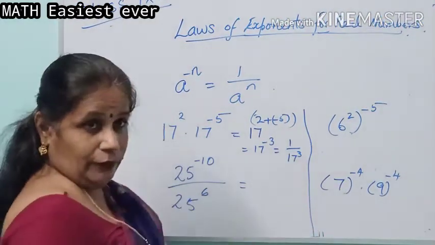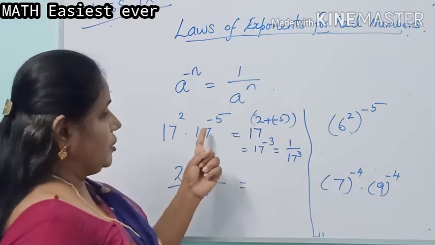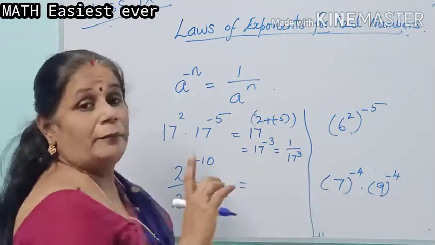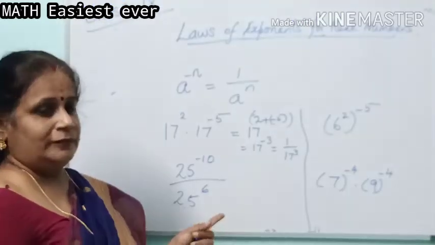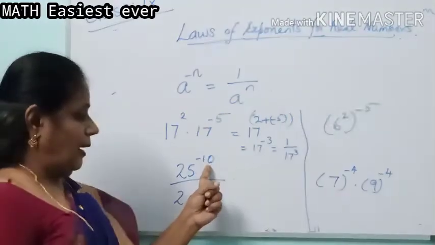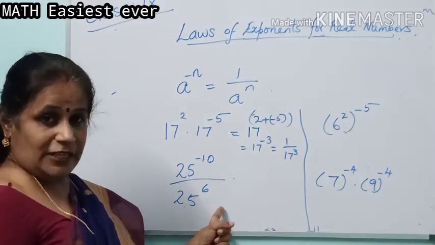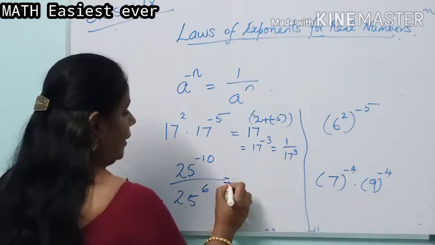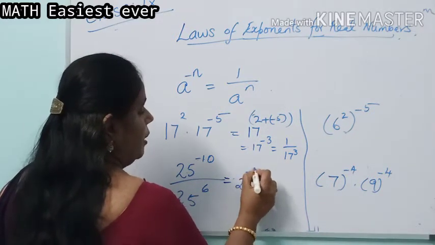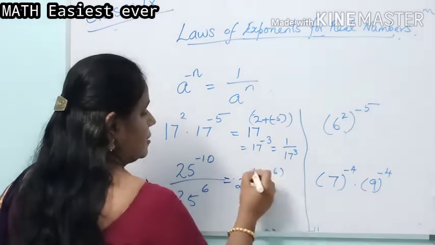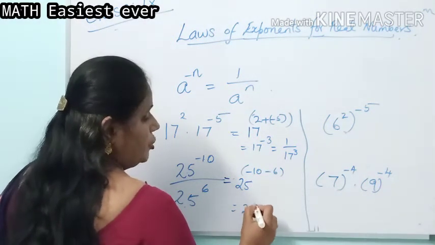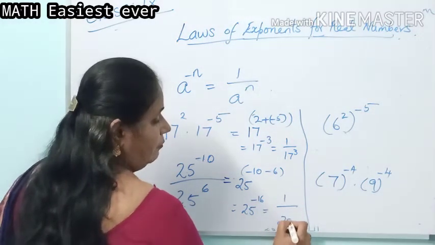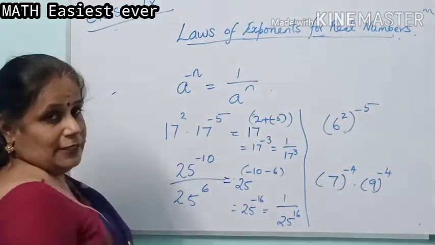Hope this is clear for you. So 17 raised to 2 into 17 raised to minus 5: the answer is 17 raised to minus 3 and you can write it as 1 by 17 raised to plus 3. Next one, 25 raised to minus 10 by 25 raised to 6. This is of the second law, a raised to m divided by a raised to n. You can write this as 25 raised to minus 10 minus 6. So what will you get? 25 raised to minus 16. You can write this as 1 by 25 raised to plus 16. Hope this is clear for you.